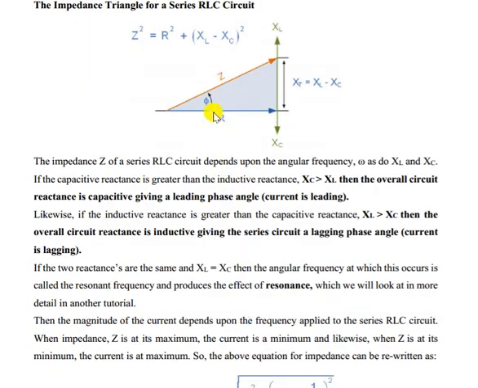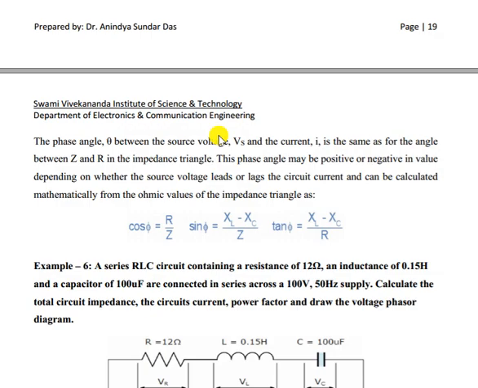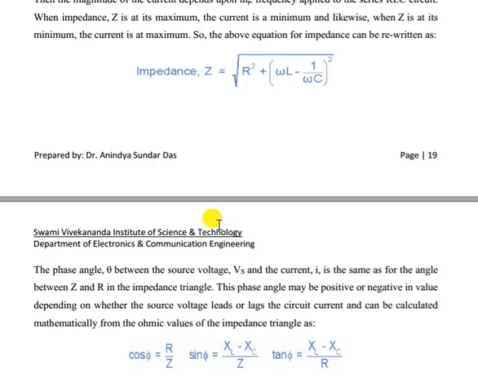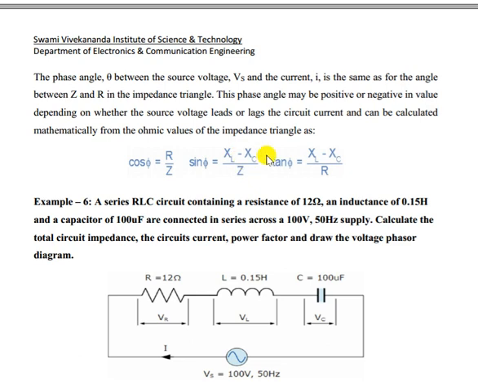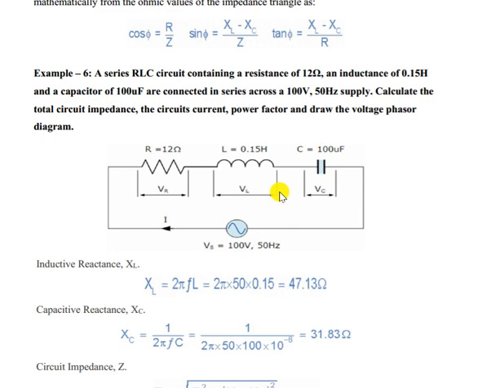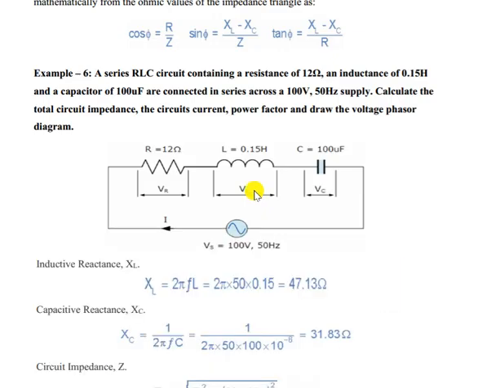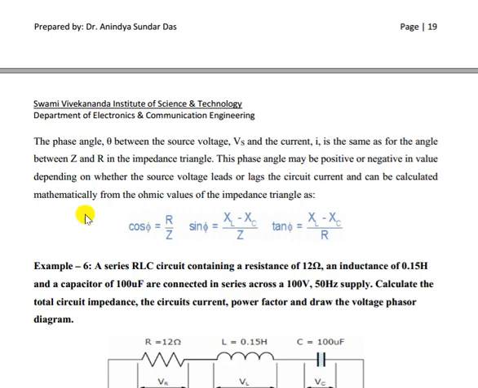And according to this triangle, what is cos phi? Cos phi is nothing but R by Z. If this angle is phi, cos phi equal to R by Z. Okay. So again, sin phi equal to XL minus XC by Z, or tan phi equal to XL minus XC by R. That you can find out. Say for a circuit, this is a circuit, and say you have to calculate the total circuit impedance, circuit current, and power factor. This cos phi is called power factor, which is nothing but R by Z.